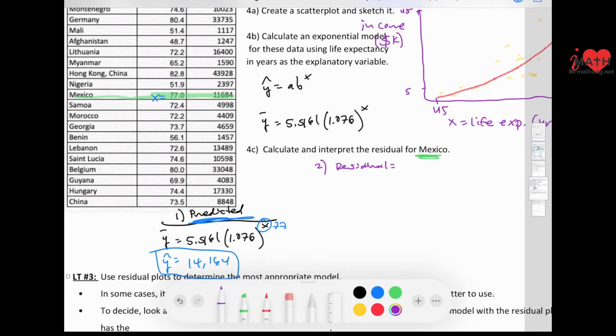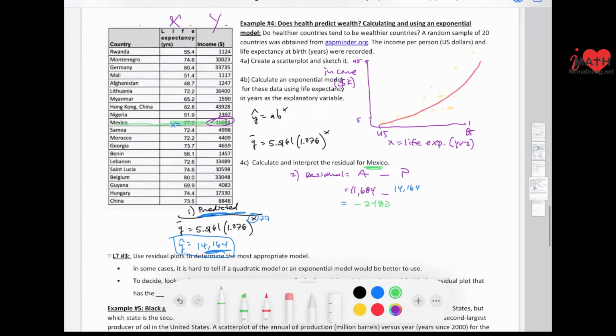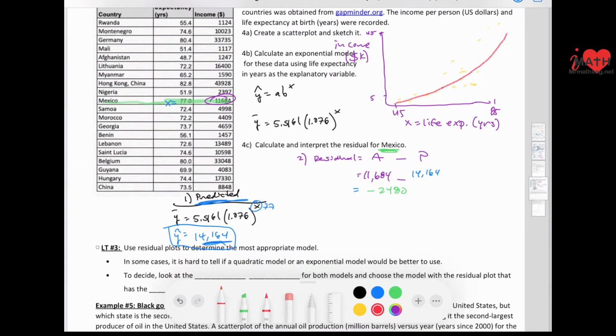Okay, let's now do the residual, which is the actual minus the predicted. So our actual is 1,684 minus the predicted, which was down here at 14,164. So that gives me a negative 2,480. Okay, again, what does this mean?